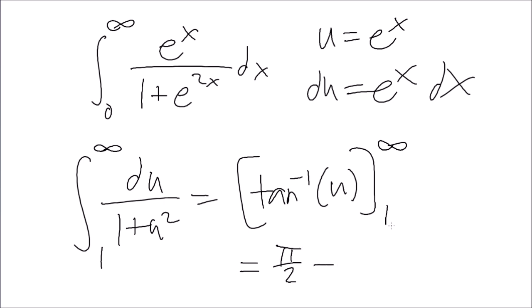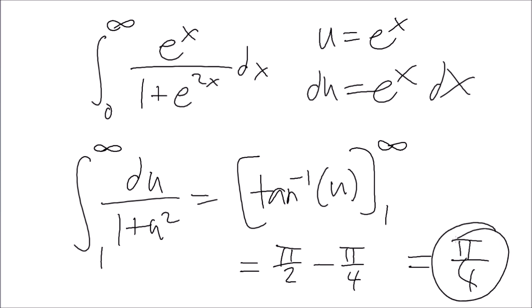And then minus inverse tangent of 1, that's pi over 4. So then in this case, it would be pi over 4 as an answer. Which is a lot cleaner answer. All right. Let's go. We have 3 integrals left.